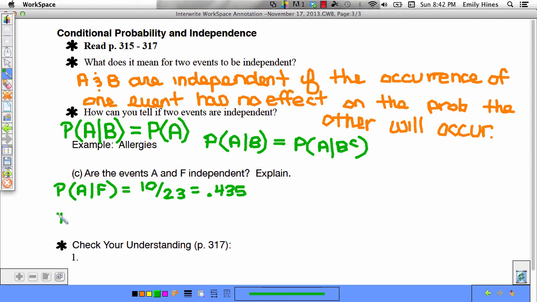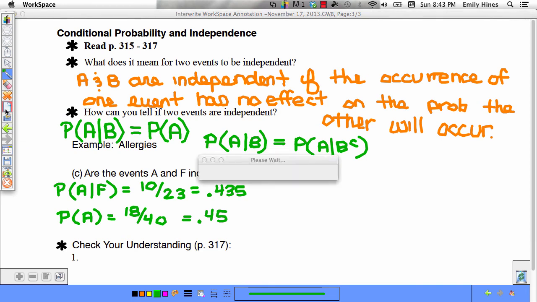Okay, if I look at the probability of just having allergies, then that's, we've already said, 18 out of 40, which was 0.45. Okay, these probabilities are close. They are really close together. However, they're not equal, so therefore we cannot say that they're independent. Okay? Knowing that a student is female slightly lowers your probability that she will have allergies. So they're not independent.